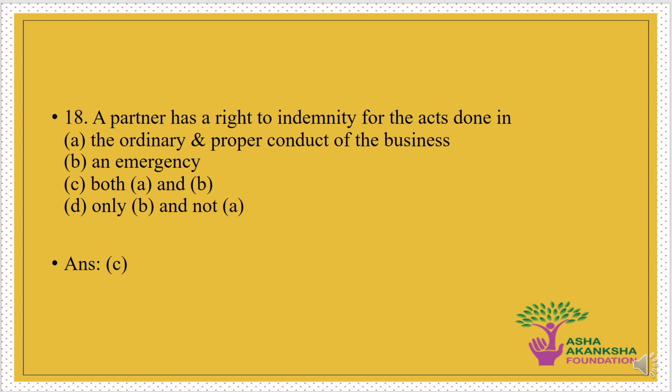The next question is, a partner has a right to indemnity for the act done in which of the following? Options are A, ordinary and a proper conduct of the business; B, an emergency; C, both A and B; or D, only B and not A. The correct answer to this question is option C, that is, in both cases, that is, in the ordinary and a proper conduct of a business and during an emergency, a partner has a right to indemnity for the act done.